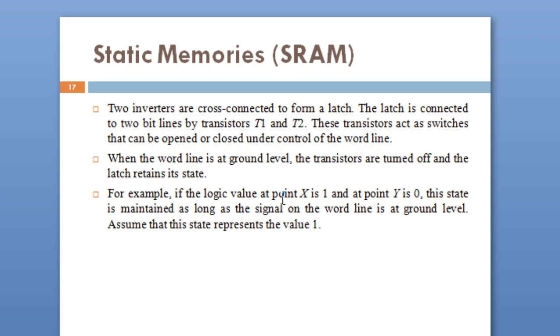For example, if the logical value at point x is 1, then the point y is 0. This state is maintained as long as the signal on the word line is at the ground level. Assume that this state represents value 1. When the word line voltage goes to a high value, then x will be 0 and y becomes 1, and that means the memory cell stores value 0. So this is a static RAM cell.